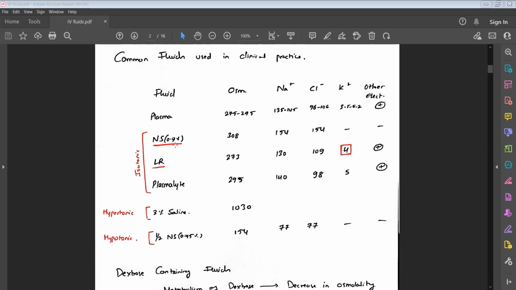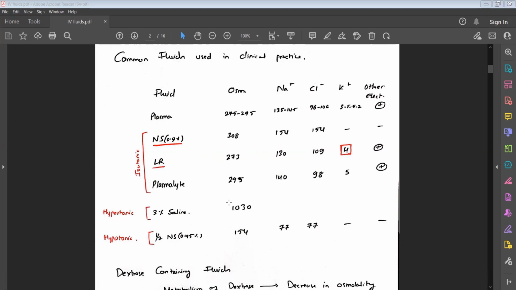So the main difference between normal saline, lactated ringers, and plasmalite is that lactated ringers and plasmalite are balanced crystalloids, and normal saline is not, which means that the concentration of sodium and chloride is a bit higher as compared to the normal plasma in normal saline, and the concentration of sodium and chloride is almost similar to that of the plasma in case of balanced crystalloids.